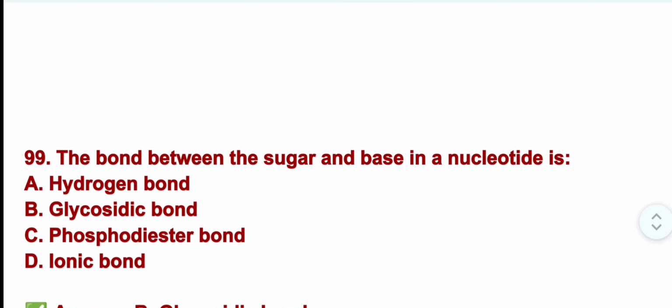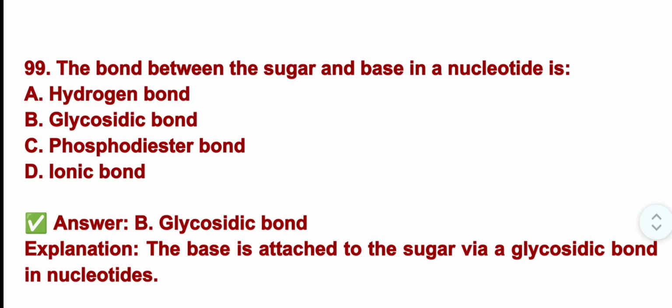Question number 99. The bond between the sugar and base in a nucleotide is? The correct option is option B, glycosidic bond. The base is attached to the sugar via a glycosidic bond in a nucleotide.